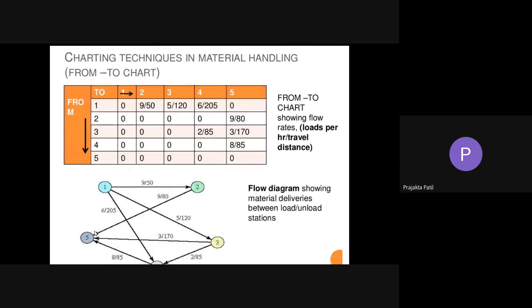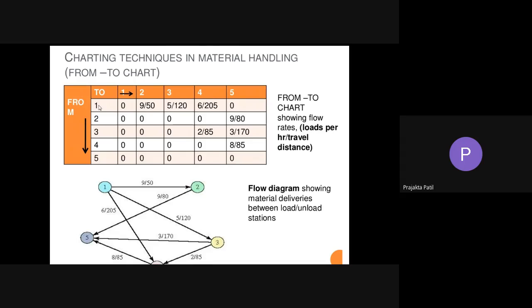So here you can see the charting techniques in material handling, that is the from to chart. Here you can see a table, a chart which you have to draw in order to solve the problem. A from to chart which is showing the flow rates, that is load per hour by travel distance. Here you can see this is 9 by 50. That means 9 is the load per hour and 50 is the distance traveled. So from location 1, 2, 3, 4, 5, there are 5 locations, and 5 locations here also, right?